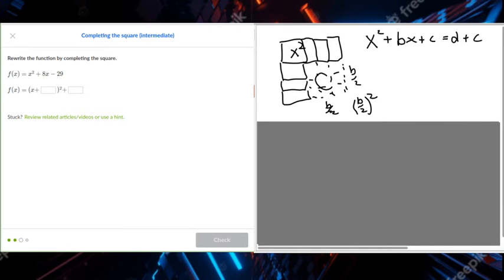Let's go ahead and try number 3 here. Okay, so we have another f of x. I'll write the f of x on this side. Should have done that last time. Plus 8x, and then I'm going to put the minus 29 over here, kind of like I did with our equal sign, but we don't have an equal sign over here. So our b for this is equal to 8. So we know that our c is going to be b over 2 squared.